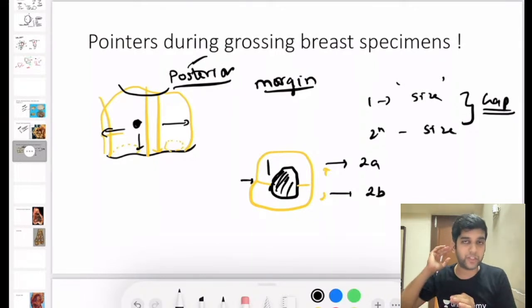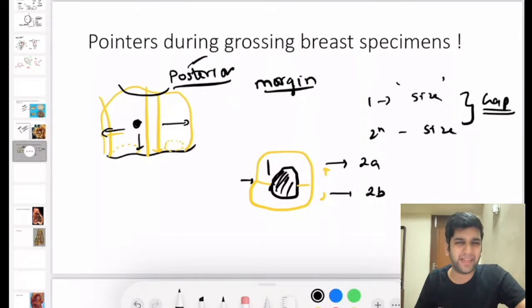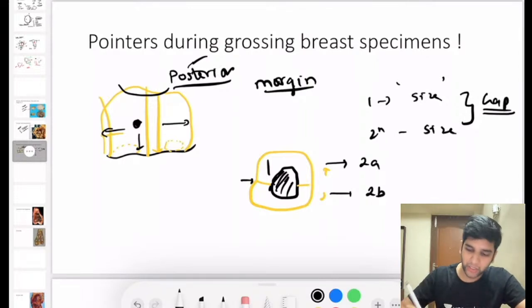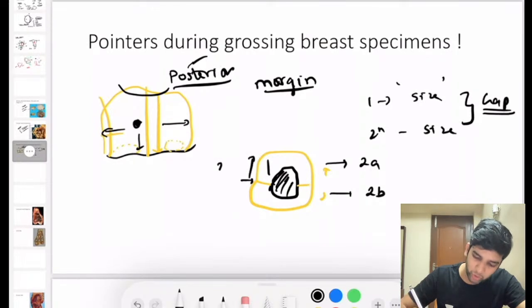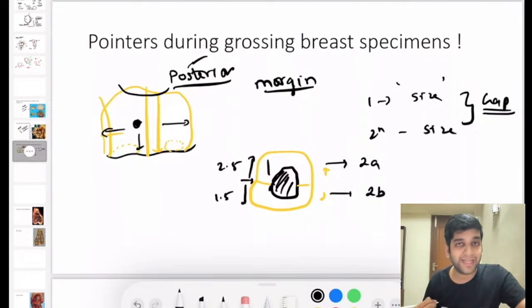This is just for reference, so you'll not be in any problem. You have done it perfectly correct, right? So let's assume that this tumor is 2.5 centimeter, this tumor is 1.5 centimeter. So the entire dimension of the tumor is going to be 4 centimeter, right?